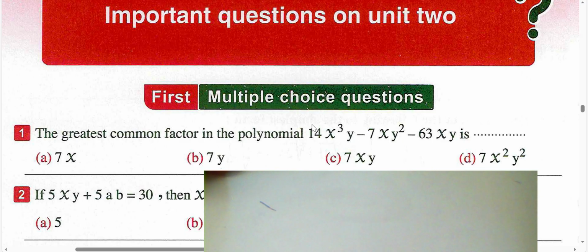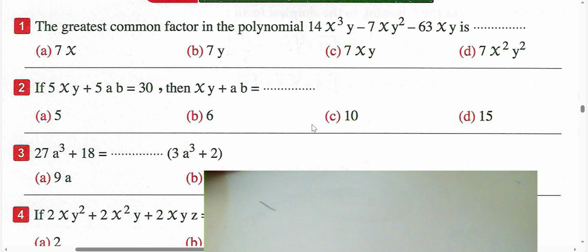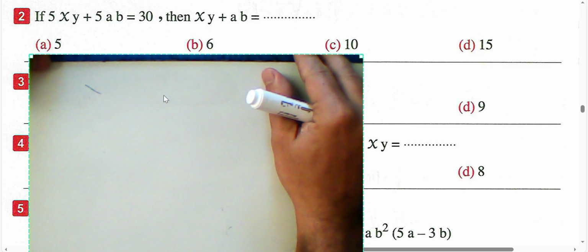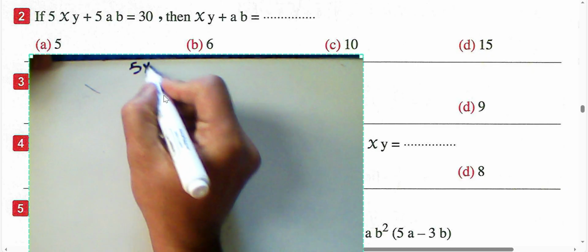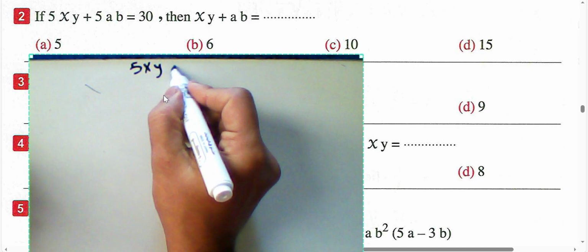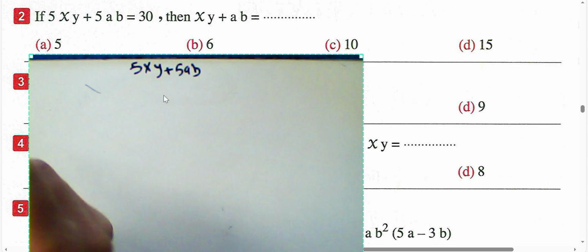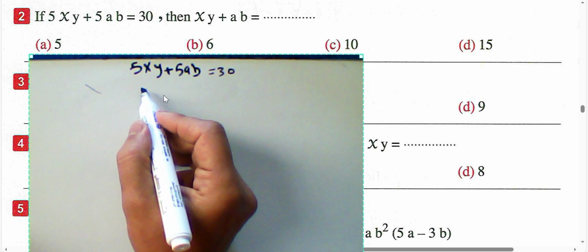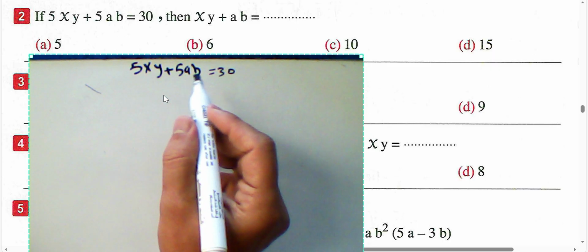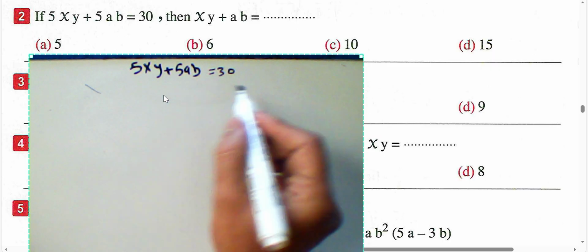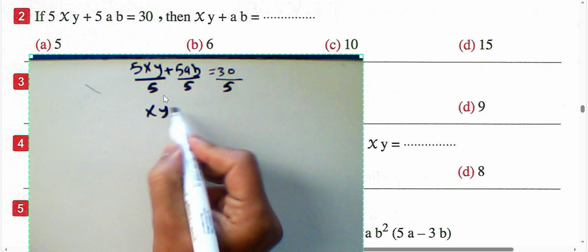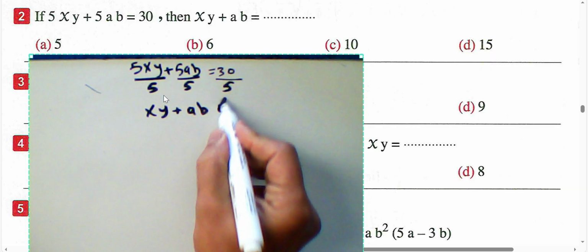Next question. Number 2, 5xy plus 5ap equals 30. We can find the value of xy plus ap by dividing all terms by 5. Divide here by 5 and here by 5. Then xy plus ap equals 6.